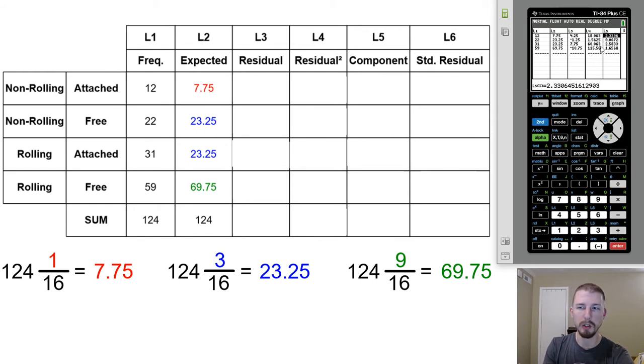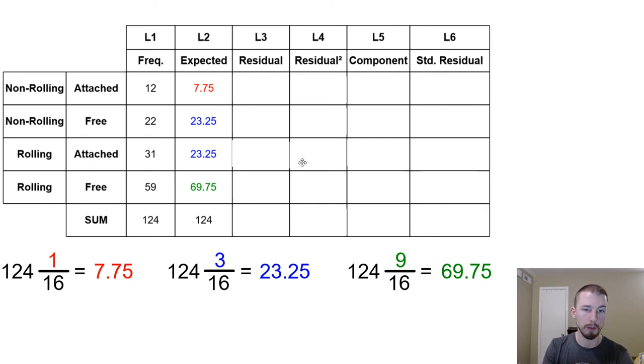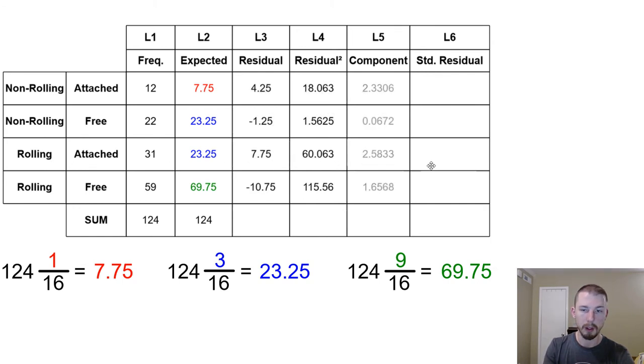Okay, now these are actually going to be the components that we're going to add together to get the chi-square statistic, but to find the standard residual, we take the square root of the components. So I'm going to go ahead and do that while I'm here. So I'm going to take the square root of list 5. All right, so those are going to be z-scores, which we know how to interpret. So the one that was the most unusual looks like it came from the rolling and attached. So I'm going to go ahead and fill these in real quick.